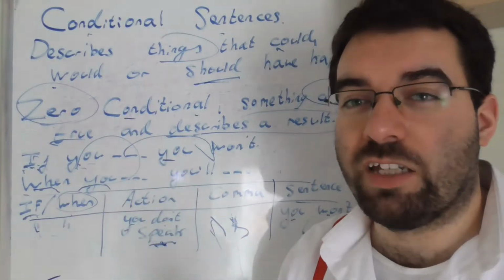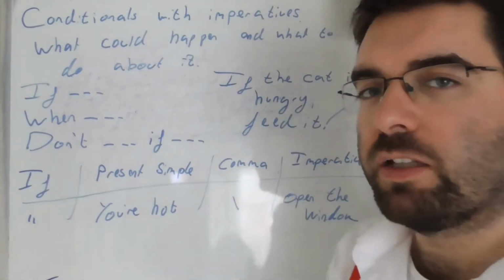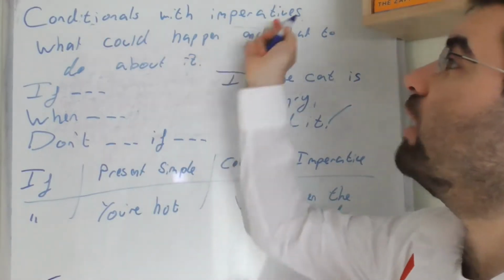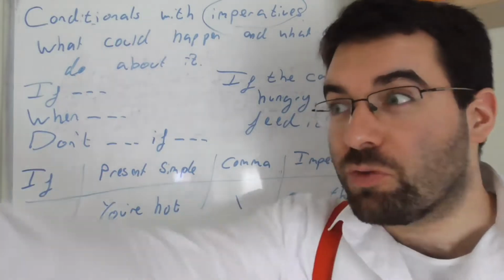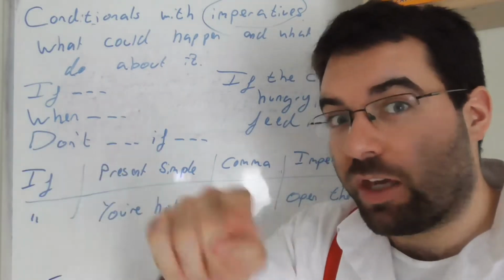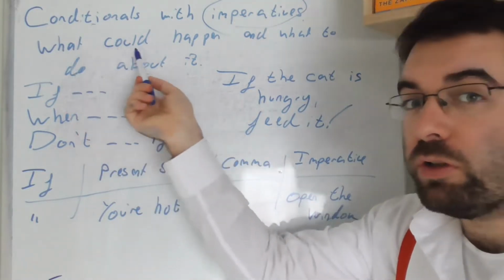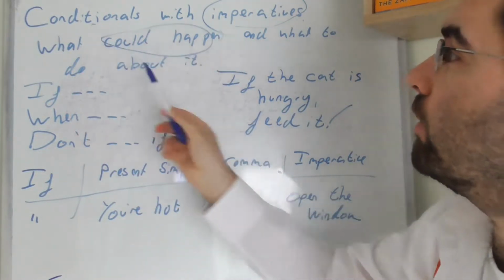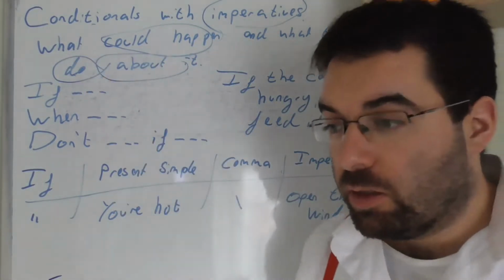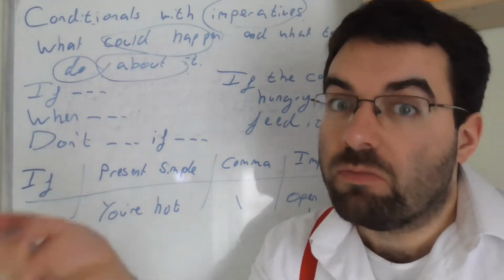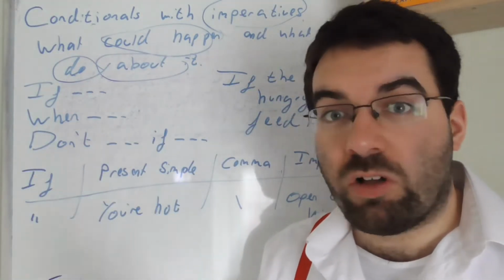There's a few other conditional sentences. Let's keep going. Let's look at conditionals with imperatives, telling people what to do. Do this, do that, don't do that. Go here, go there, come here. So, what could happen, and the things you need to do in order to resolve it.